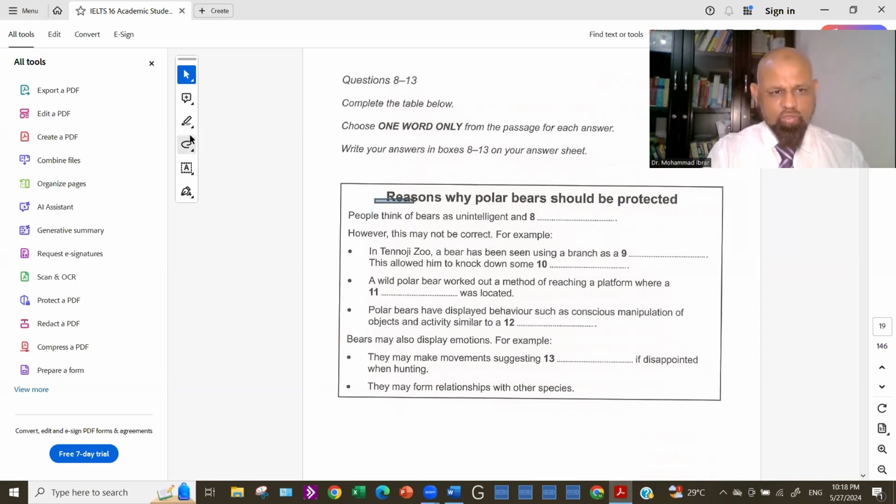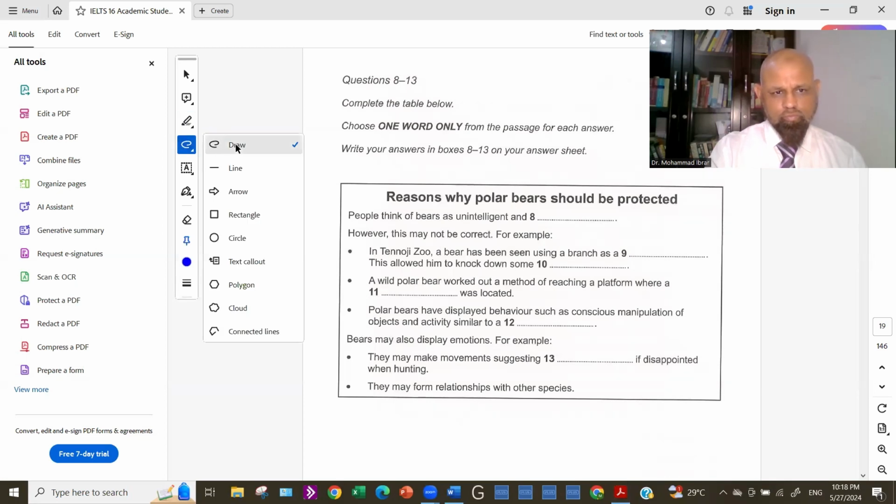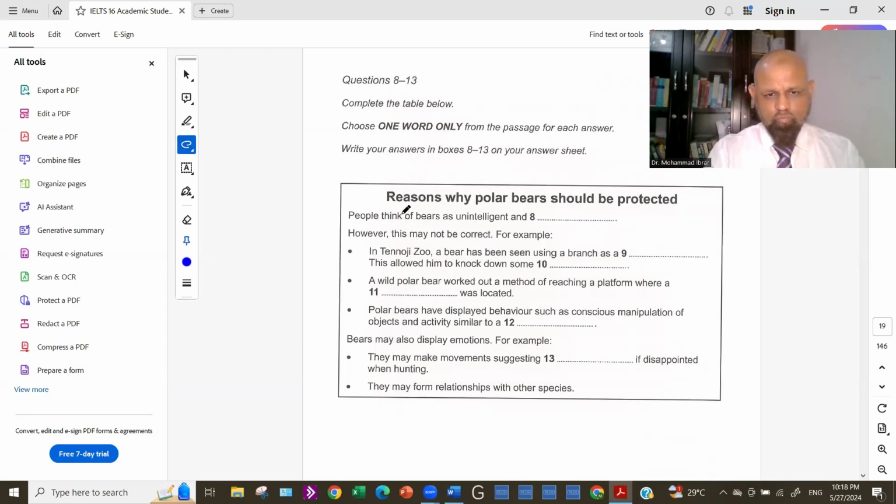So we need to highlight some of the keywords here. We'll underline, okay, reasons, and then protected. These are two keywords that we'll be looking for to find the relevant paragraph in this context.